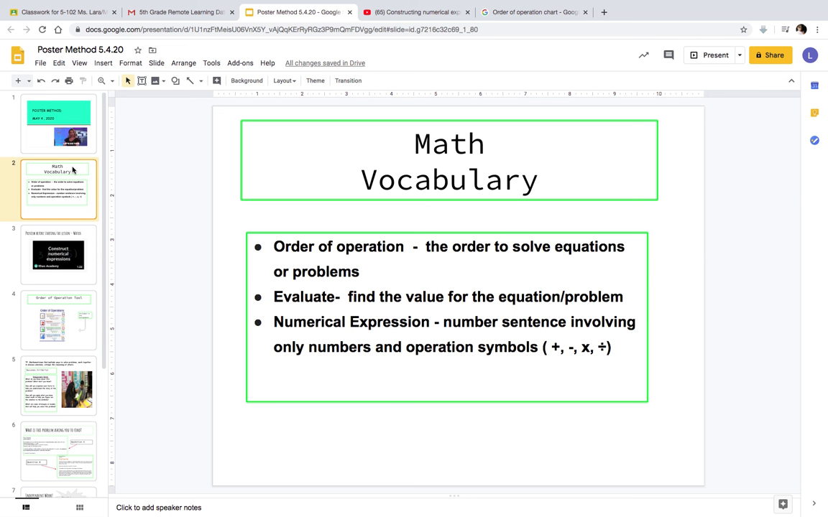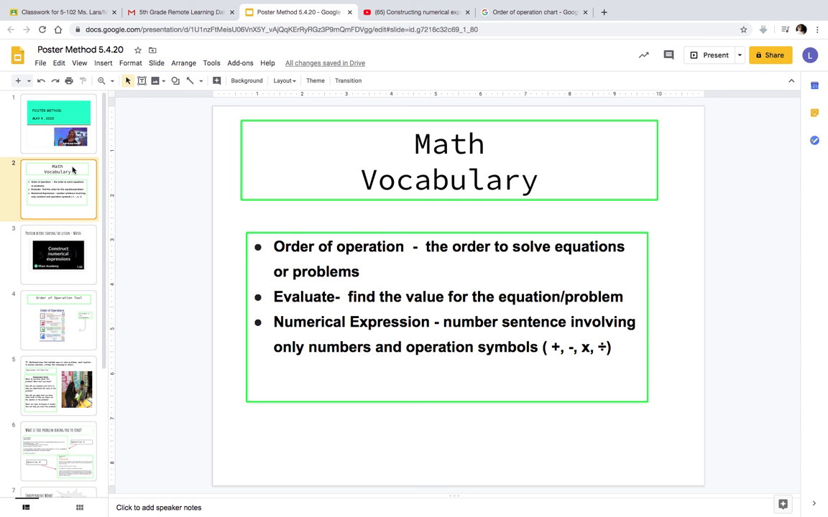And remember when we did order of operations, we had a strategy that we used, which was PEMDAS or GEM. In PEMDAS, that stands for parentheses, exponents, division, multiplication, and addition and subtraction. If you are familiar with GEM, then those letters stand for group, exponents, multiplication and division, and subtraction and addition. Okay, so order of operation, the order to solve an equation or problems.